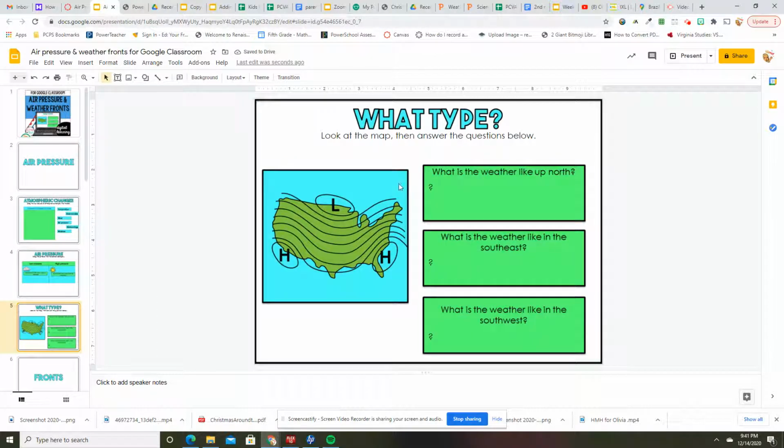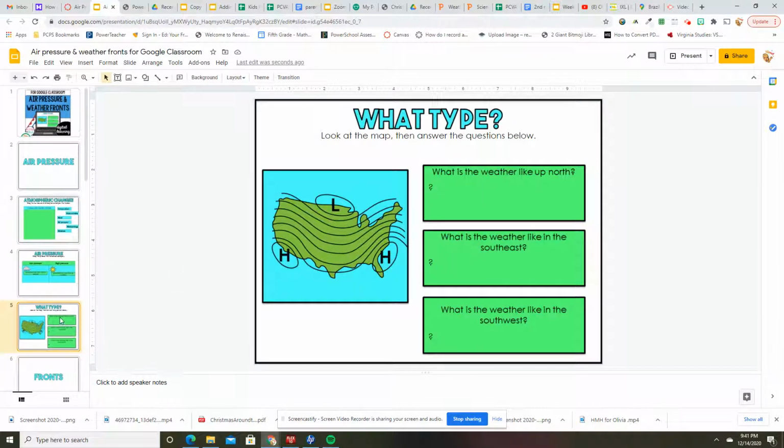Okay, so looking at this map here, if low pressure systems bring just foul weather, like not good weather, like you don't want to be outside, unless you love rain. Which, I mean, I love rain, but anyway, you don't want to plan a picnic on the day of a low pressure system. So, what is the weather like up north? So, what would the weather be like if you were right here? And then it's going to ask, what would the weather be like if you were right here and right here? So, go on and just click on those and fill those out.